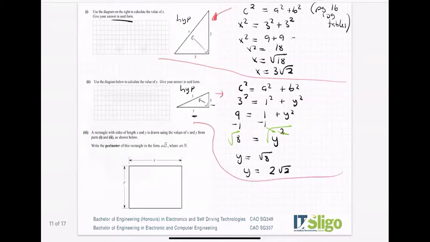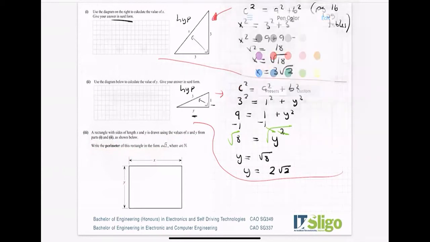Then the last part says a rectangle with sides of length x and y is drawn, using the values of x and y from parts 1 and 2 below. So this was the kicker. This was the hard part of this question. You're drawing a rectangle with x and y here. You had to read this carefully to know that the values of x and y were your answers to parts 1 and 2. Write the perimeter in the form a root 2.